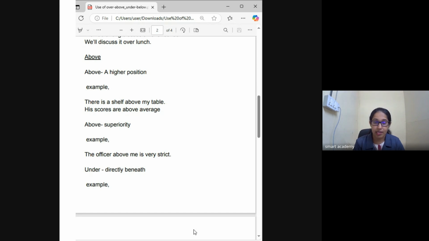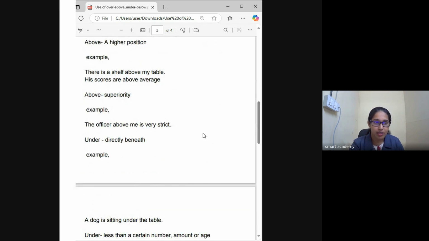Directly beneath of something. There could be a touch, a contact between them. Directly beneath of something, we use under. The cow is under the tree. We are sitting under the tree. Directly beneath. It could be a direct contact between these two objects.